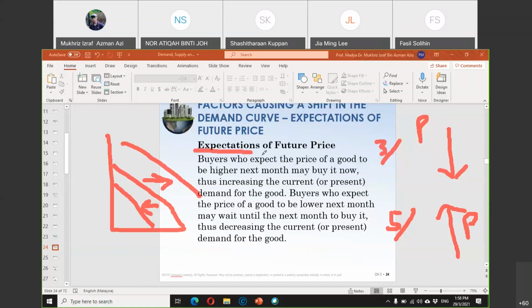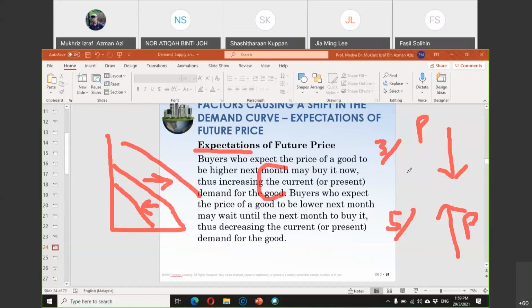So if the expectation about future price is for the price to drop in the future, now the demand will decrease because people will wait until the price drops to buy. Or if you expect that the price will increase in the future, many people will want to buy now to avoid the price increase. That will also cause the demand to shift to the right. So the cause will be the expectation.